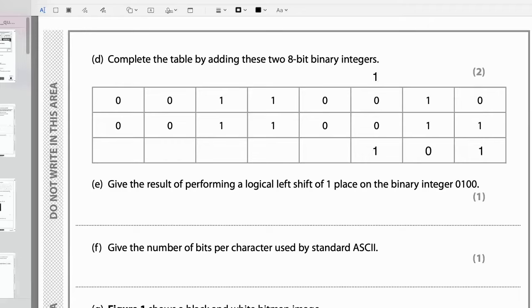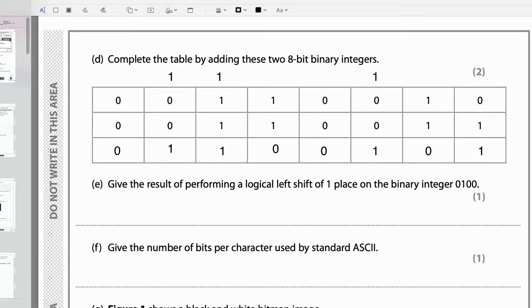So 1 plus 0 is 1. 0 plus 0 is 0. So 1 plus 1 is 1, 0, and we're carrying the 1. So now because we carried the 1, we've got 3 1s, and that's going to be 1, 1 with a 1 to carry into the next column to the left. So now I've got 1 plus 0, which is 1, and finally 0 plus 0, which is 0.